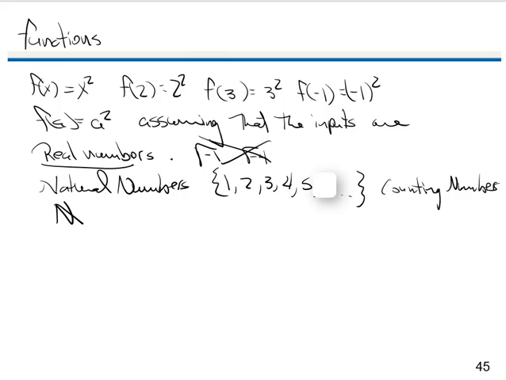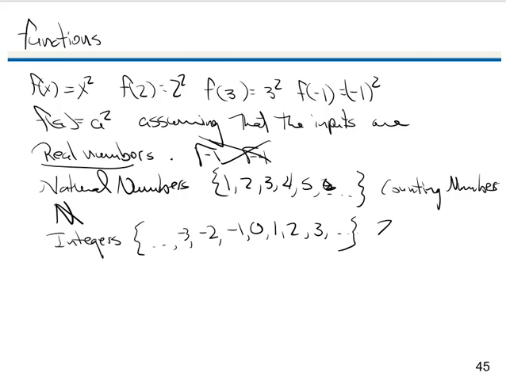And then the next set of numbers we have are the integers, and those include the negative numbers as well, and I guess also 0. So 0, 1, 2, 3, and so on, but also negative 1, negative 2, negative 3, and on. These are called integers, and they are denoted by Z, like that.